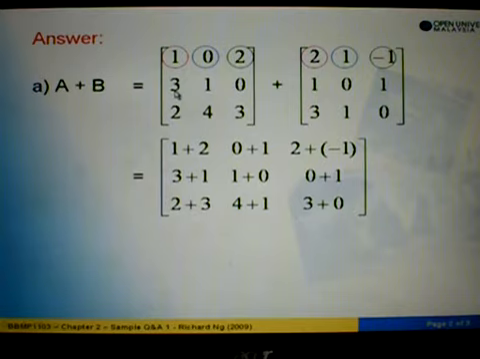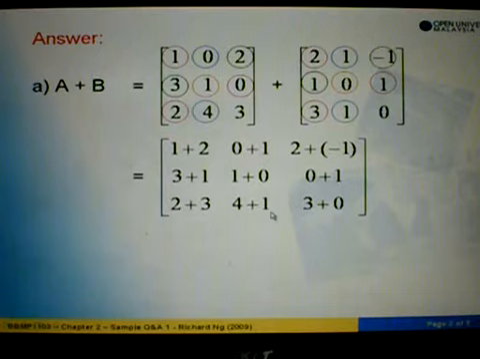Then we take the second row, 3 plus 1, then 1 plus 0, followed by 0 plus 1. And then next, the row 3, we have 2 plus 3, followed by 4 plus 1, followed by 3 plus 0. So the next step is to simplify these answers.